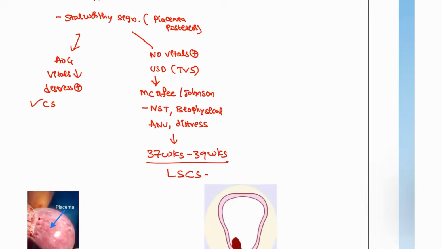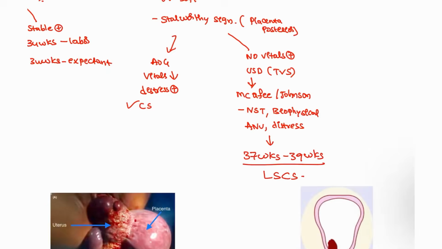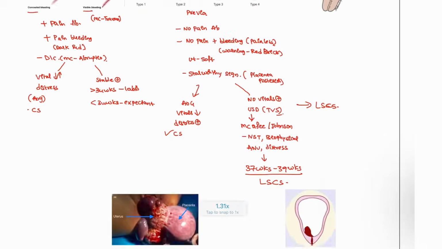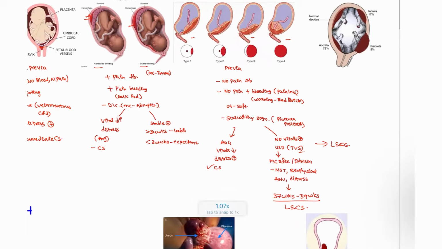And if it is unstable, or the transvaginal ultrasound is also showing abnormality, then we have to go for the LSCS for this patient. Okay, this is the treatment protocol that we follow for previa patients.